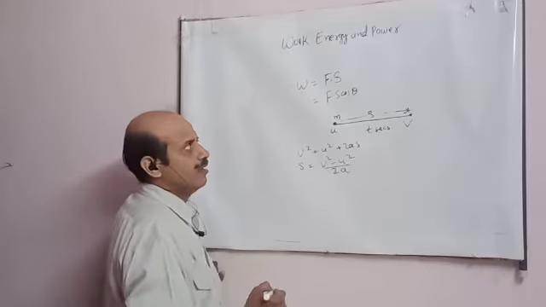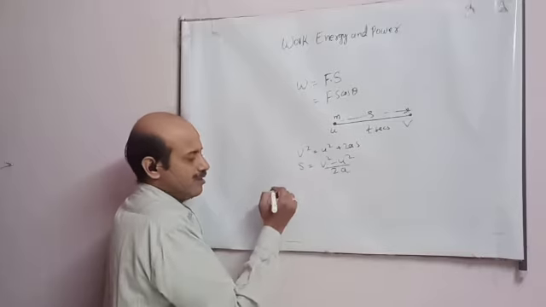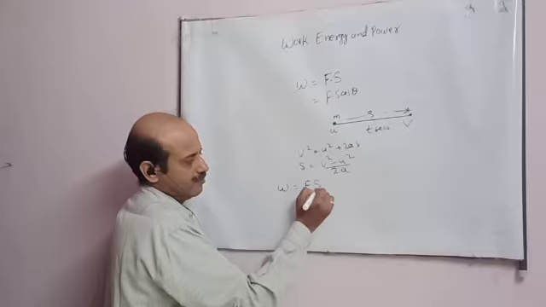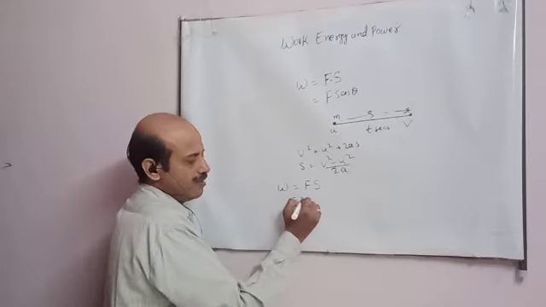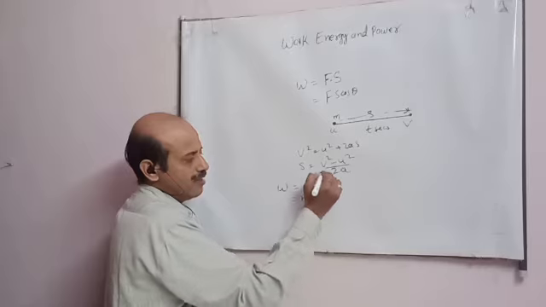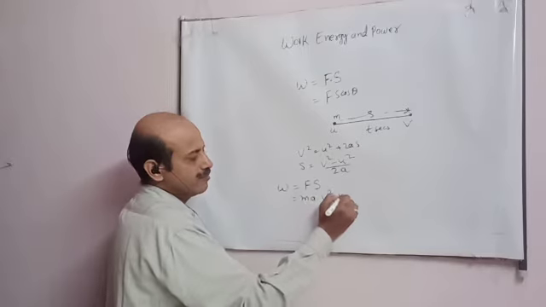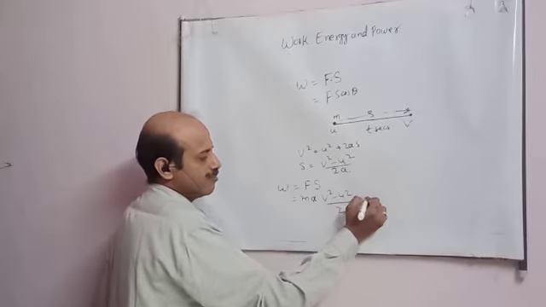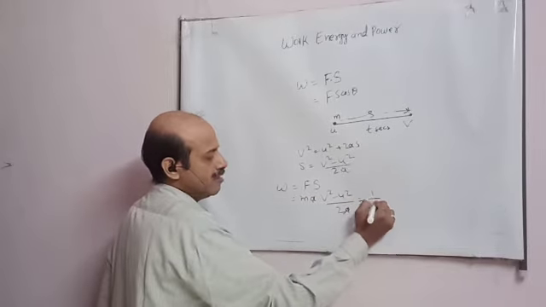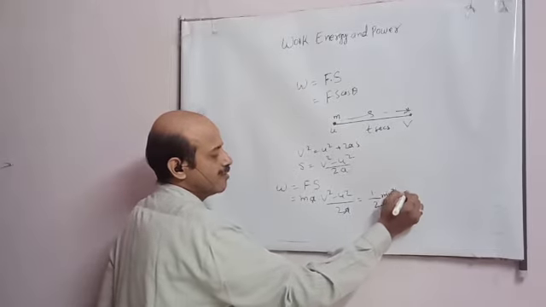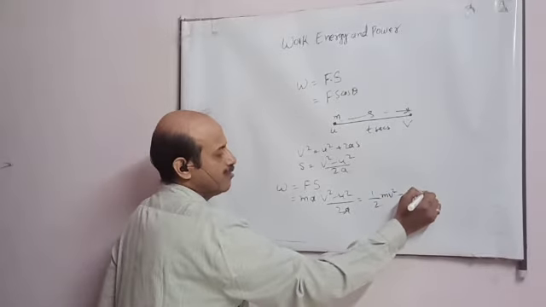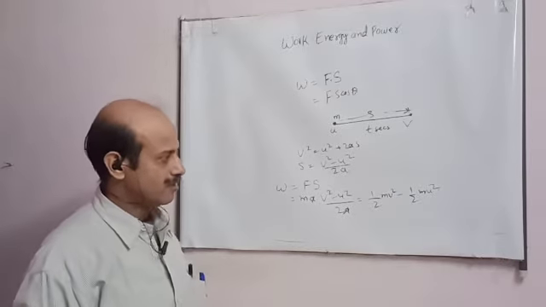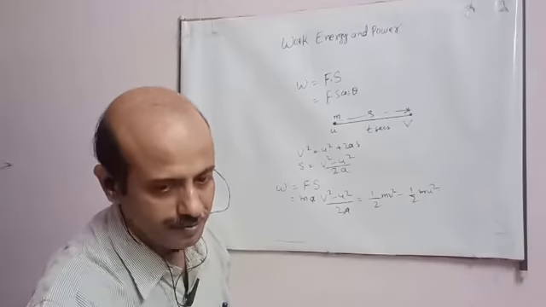Now, as you know, the work done in this case is force into displacement. Force is given by mass into acceleration, and displacement is this quantity. So if you see the expression of work done, it comes out to be half mv square minus half mu square. It is a very important deduction of the work done.